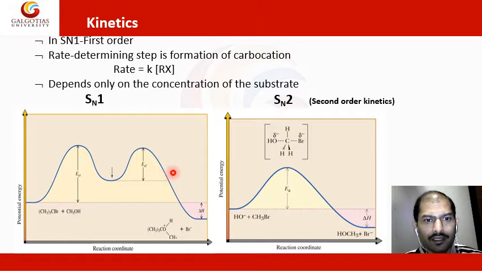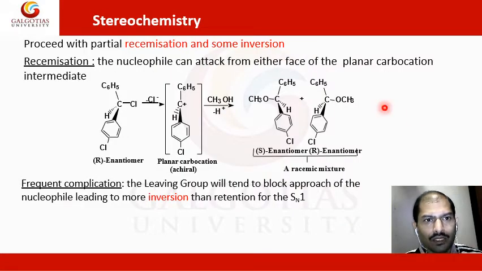If you are reacting something like methyl bromide with a nucleophile, similarly product formation will take place through a transition state, where the nucleophile attaches to the carbon while the leaving group weakens its bond with the carbon atom and finally leaves, making the product. If you see the stereochemistry here, the nucleophile can attack from either face of the planar carbocation intermediate.